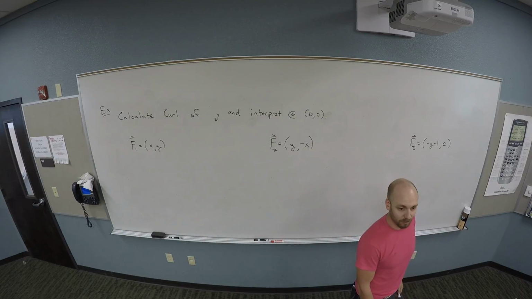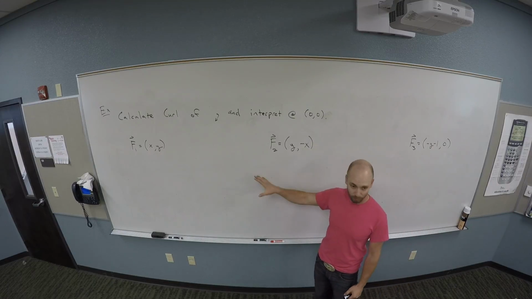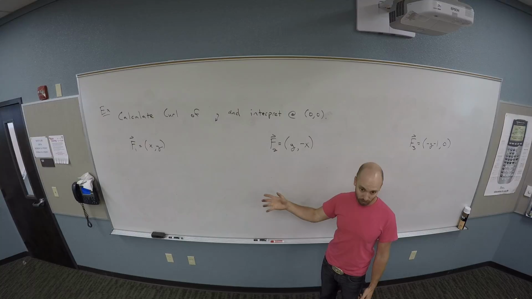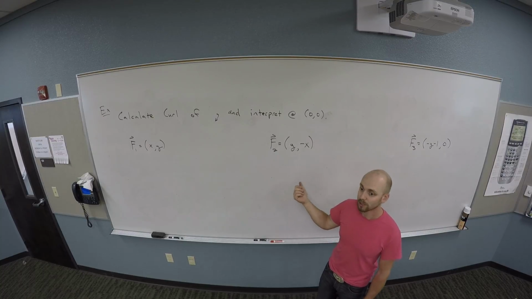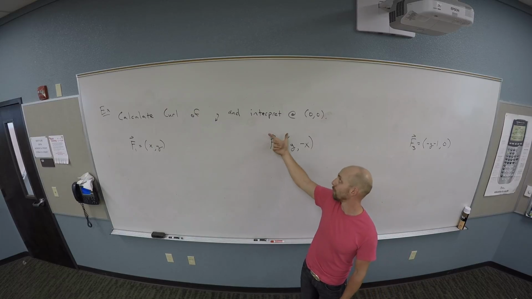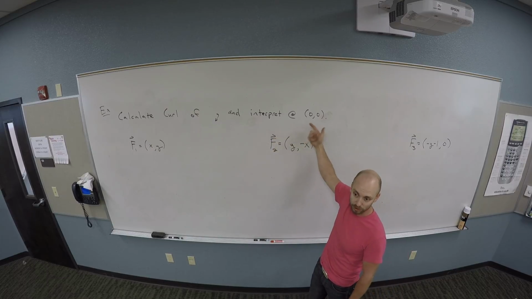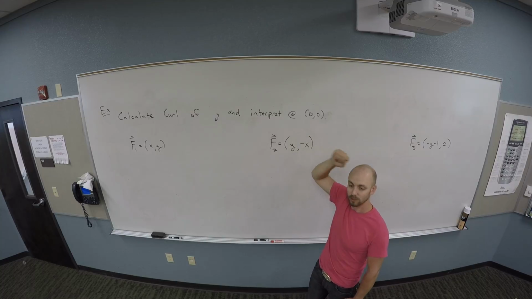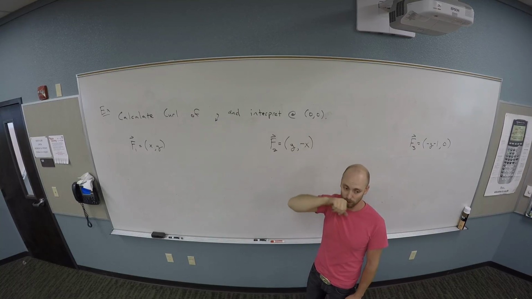All right, so let's try some two-dimensional examples just to get a feel for curl. And I'm really looking for the geometric definition here, right? So I want to calculate the curls using the old definition, and then interpret using the geometric idea at 0, 0. So what was two-dimensional curl?